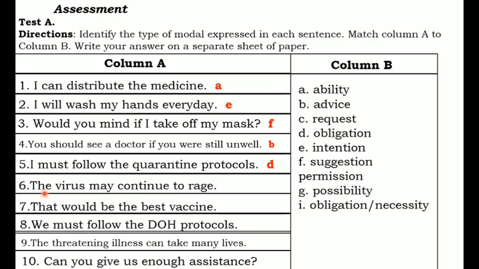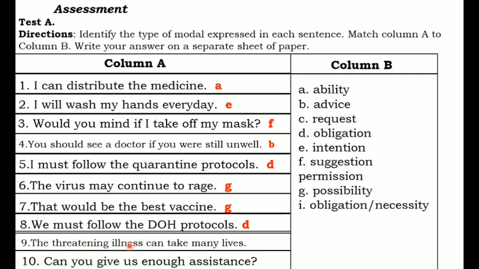Number 6, the virus may continue to rage. The answer is letter G, that is possibility. Number 7, that would be the best vaccine. The answer is letter G, also possibility. Number 8, we must follow the DOH protocols. Answer is letter D. This is obligation.